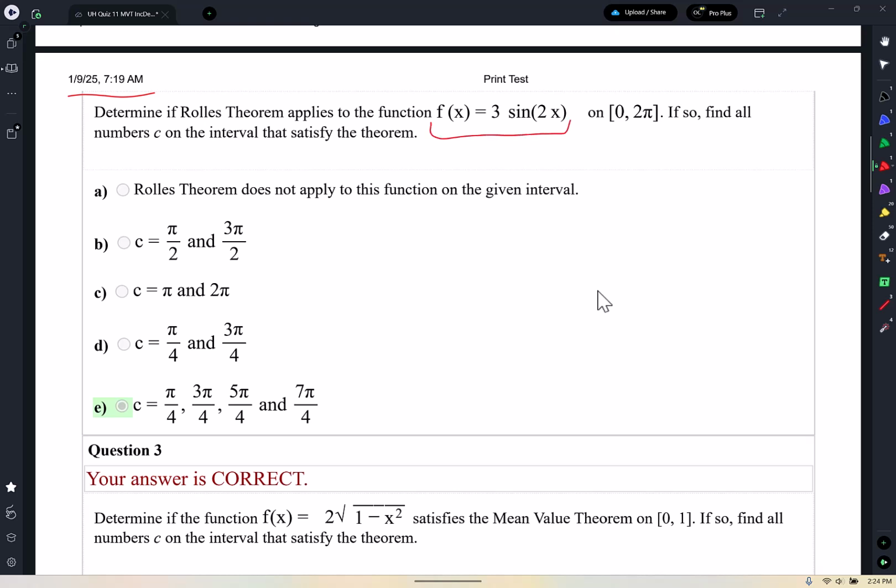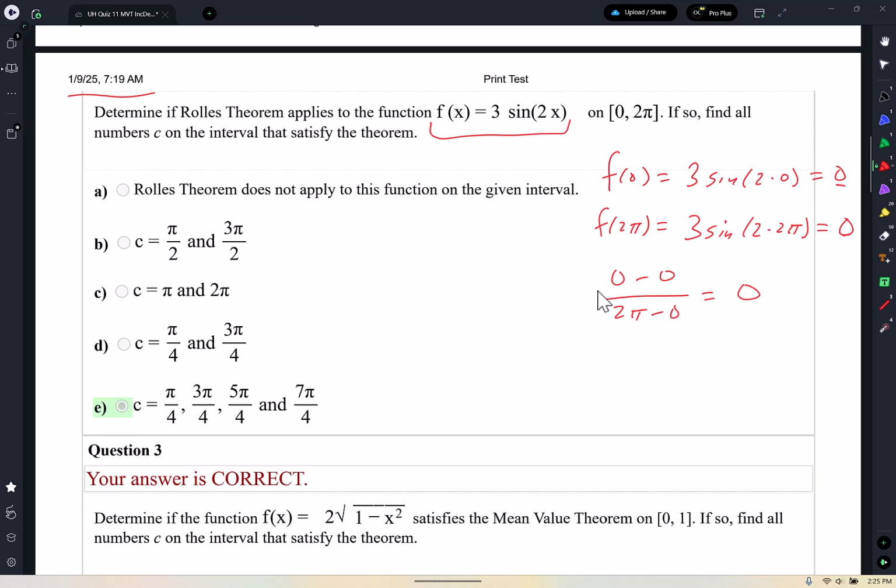So let's find out. I'm going to go f of 0 equals 3 times sine times 2 times 0. Sine of 0 is 0, so this equals 0. So that means f of 2 pi better equal 0 for Rolle's theorem to apply. 3 sine of 2 times 2 pi. Well, 2 times 2 pi is 4 pi. And sine of 4 pi is also 0. So does Rolle's theorem apply? Yes. The y values are the same, see? So 0 minus 0 divided by 2 pi minus 0. Average rate of change is 0.